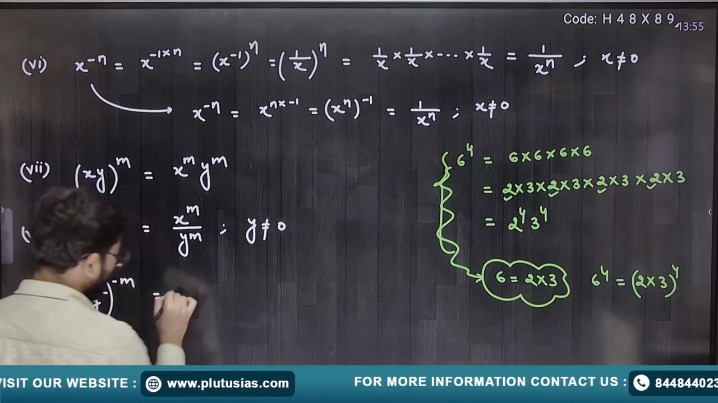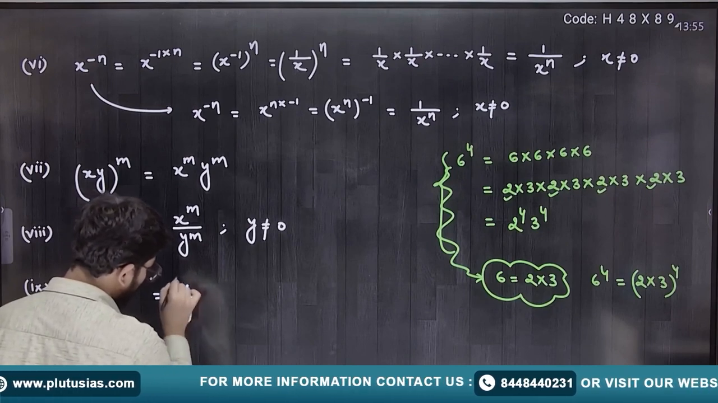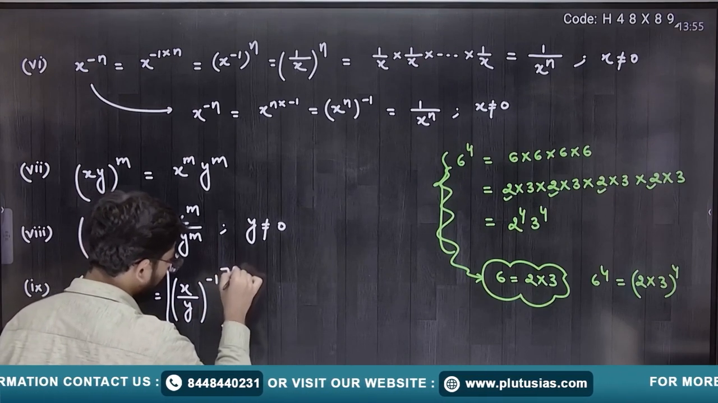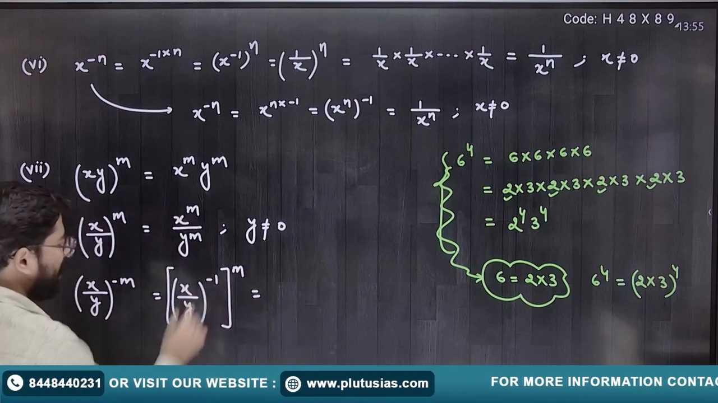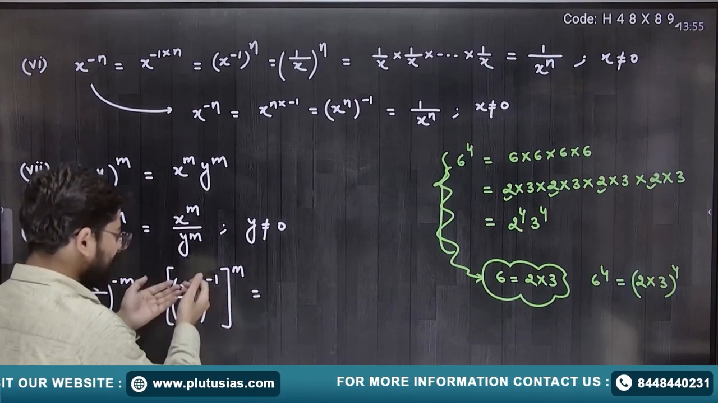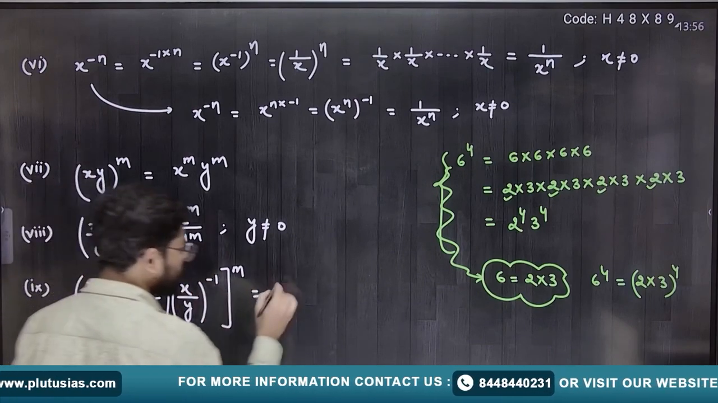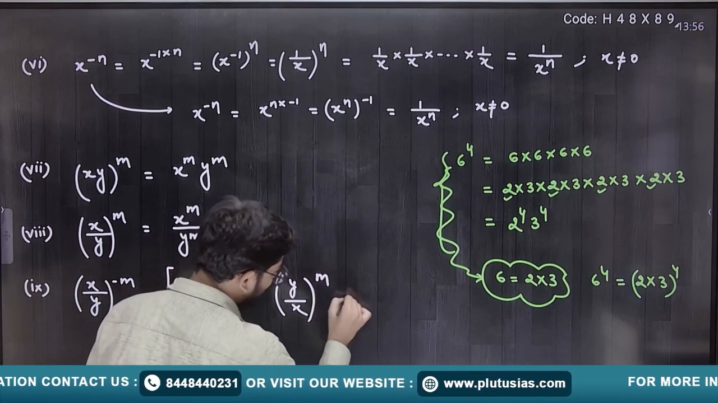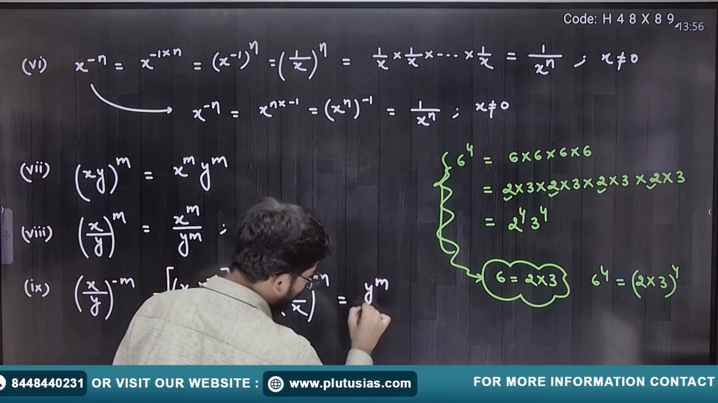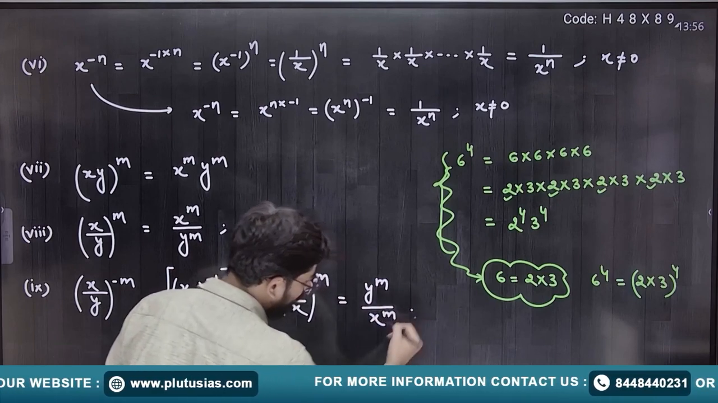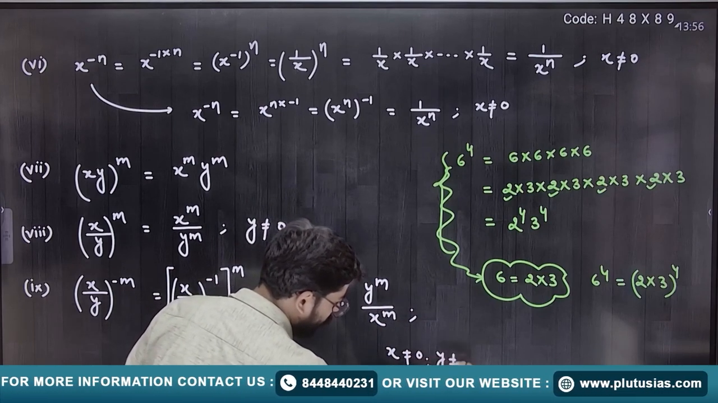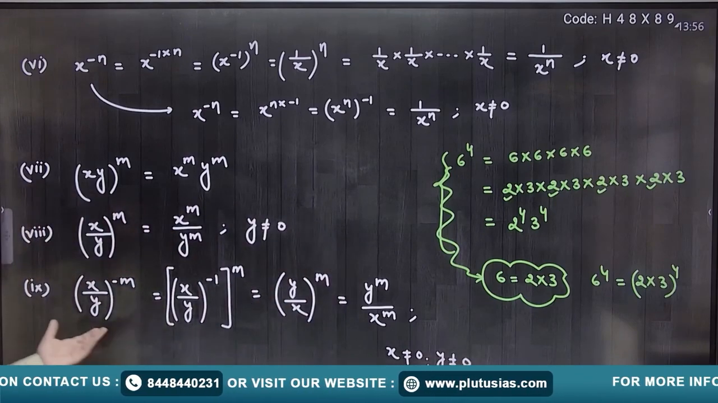And next one is the ninth one, that is x by y power minus m. That will be x by y power minus 1 whole to the power m. So x by y power minus 1 is the reciprocal of it, which is y by x, and whole to the power m. So you can say that is y power m upon x power m. And in this case x and y both are non-zero.